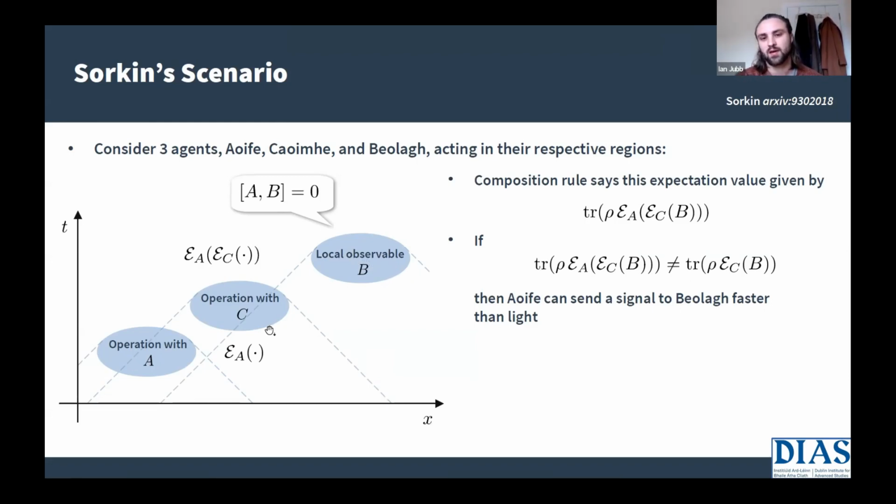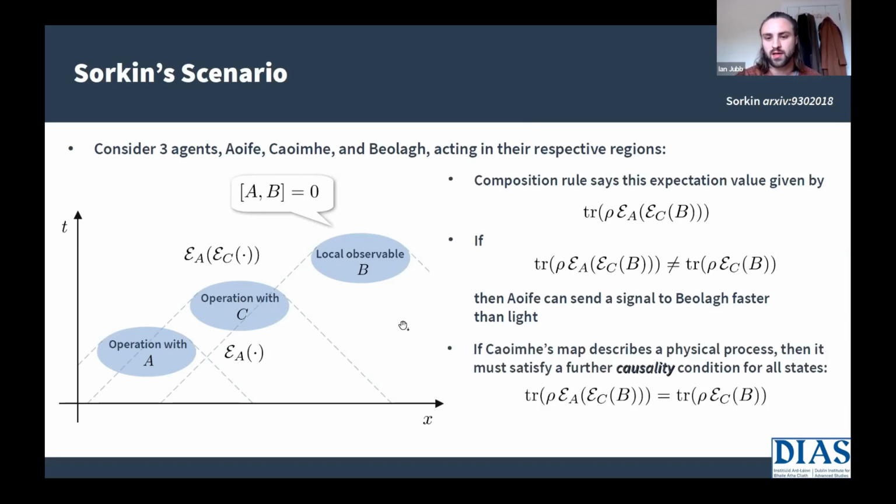And this problem is coming about because of Quiva's actions. If Quiva wasn't there, so we don't have this map EC, then both of these two sides would just give us in the end the expectation value of B on its own, and so we would get the equality. So this is Quiva coming in, and their operation is now enabling this superluminal signal.